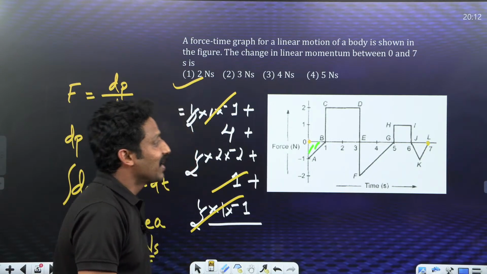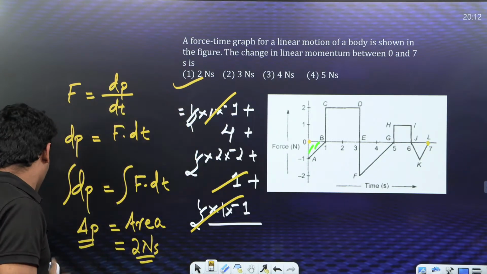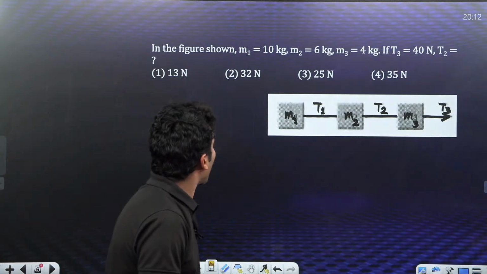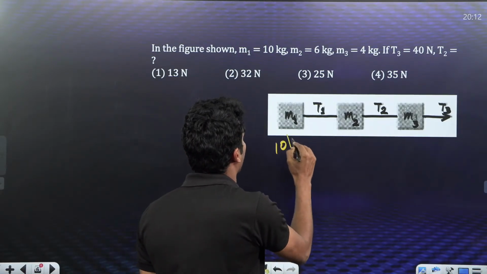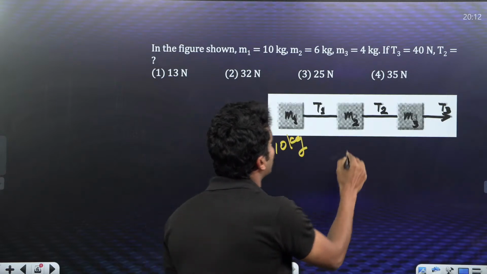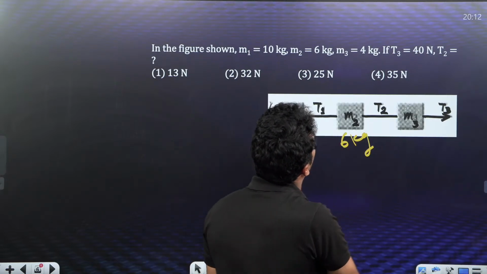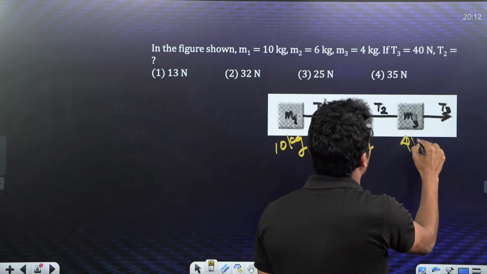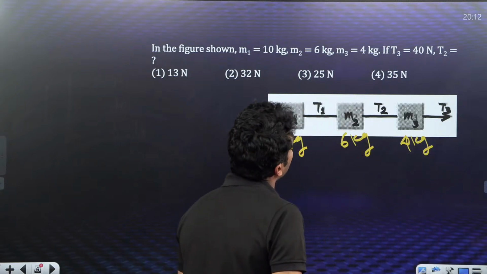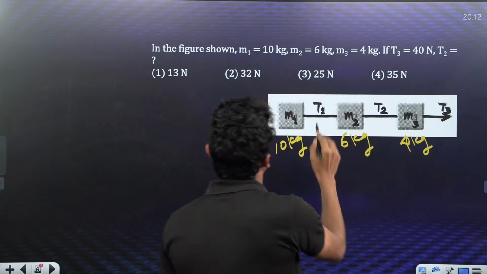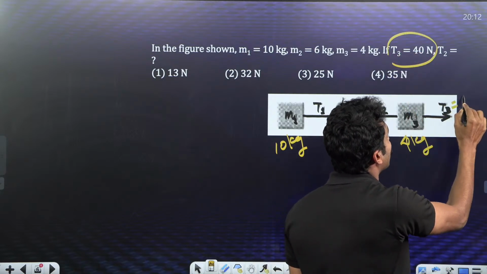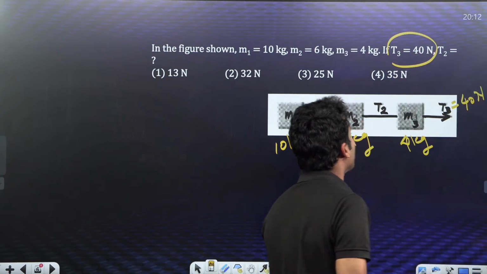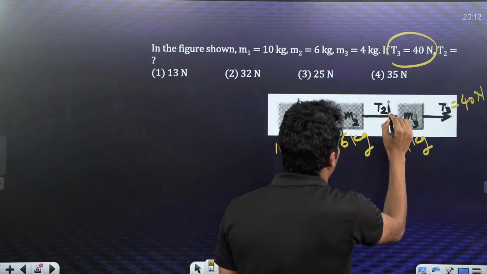Very simple. The next one is, in the figure shown, M1 is 10 kilogram. This mass is given in the question as 10 kilogram. M2 is 6 kilogram, and M3 is 4 kilogram. Fine. And T2 is asked, and T3 is given here as 40 Newton. T2 is asked. What is this force?